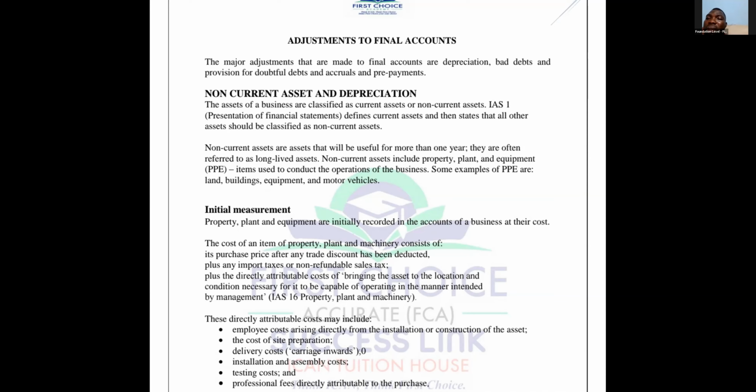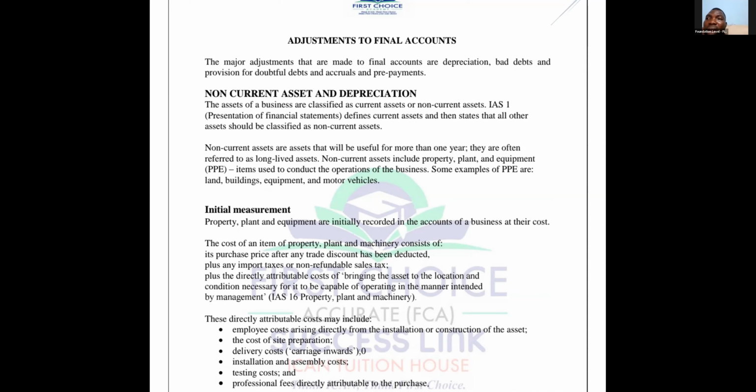So if I purchase an asset now, based on my definition, an asset is a resource controlled as a result of a past event, from which there will be inflow of future benefit into the entity. So that's what it is: if I put in any resources right now, and I'm going to benefit from the result over a particular number of years, I can regard that as an asset. So if I'm going to enjoy that asset for 1 year, 2 years, 3 years, 4 years, that is what we call a non-current asset.